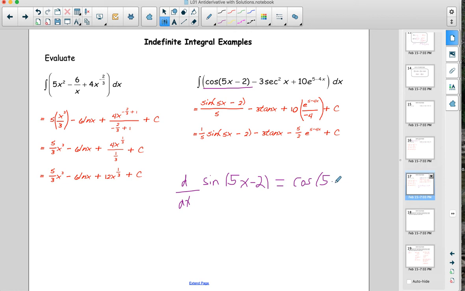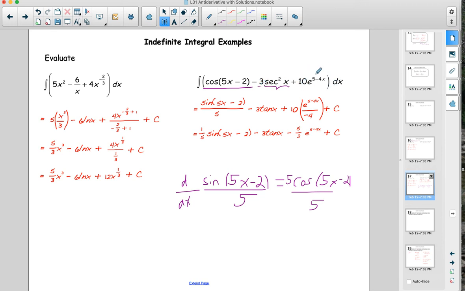But this is a composition of functions, so I'm also going to have to multiply by the derivative of the baby. And the derivative of 5x minus 2, of course, is 5. So if we don't correct for that by dividing by 5 here, we will not get the correct integrand back. It will be 5 times the correct integrand. So that's why I needed to divide by 5 there. That gives me 1/5 sine of 5x minus 2. The antiderivative of secant squared is tan, so minus 3 tan x, the 3 coming from there.